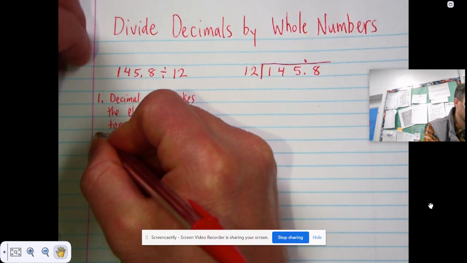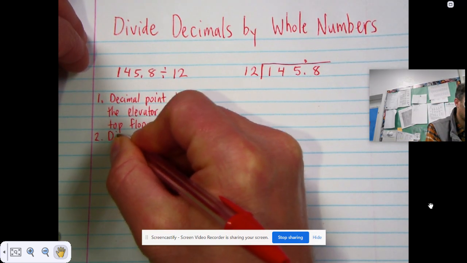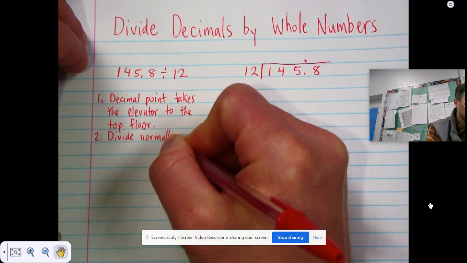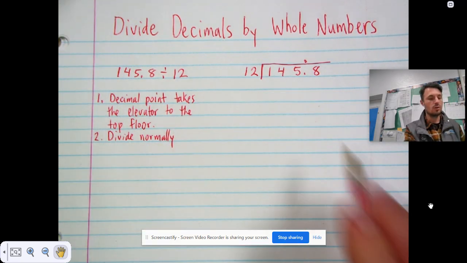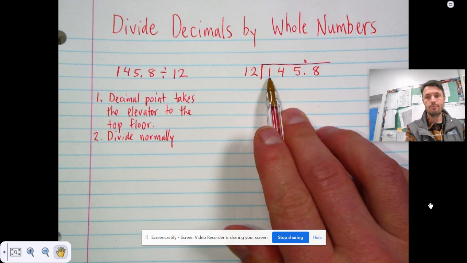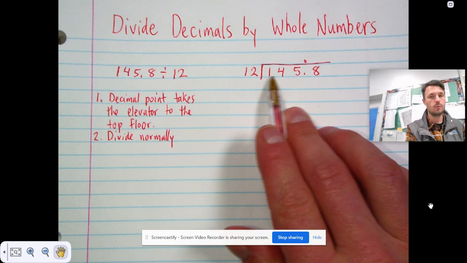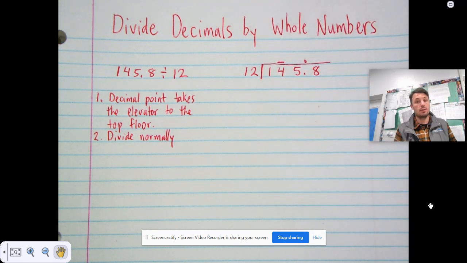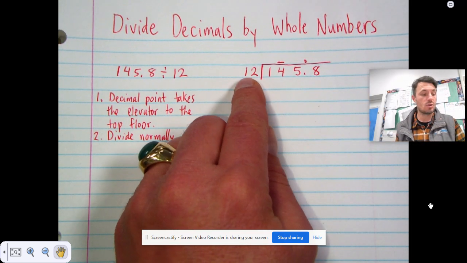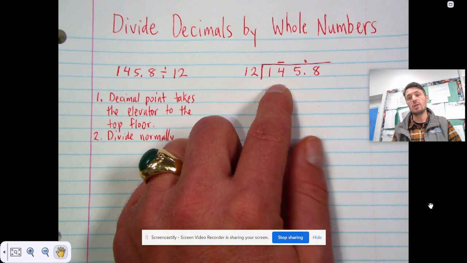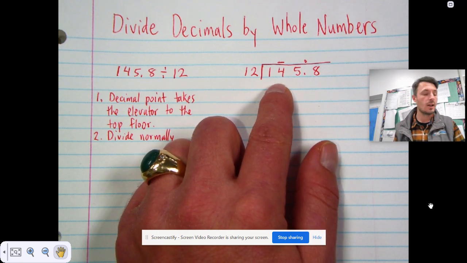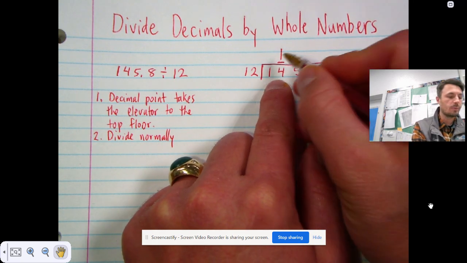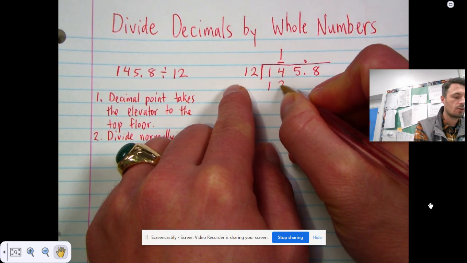Okay, step two is divide normally. So can we fit 12 into 1? No. Can we fit 12 into 14? Yes. So the first part of our quotient will go here above the 4. Now we're just dividing normally. How many times can 12 fit into 14? Well, 2 times 12 is 24. That's too big, so it can only fit in one time. Now we multiply. 1 times 12 is 12.